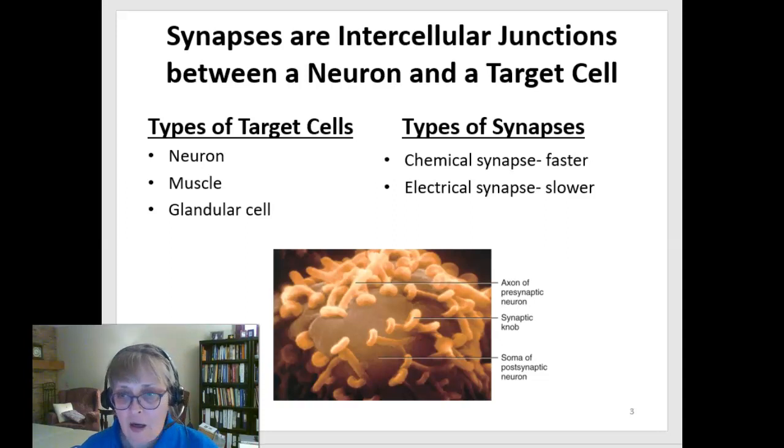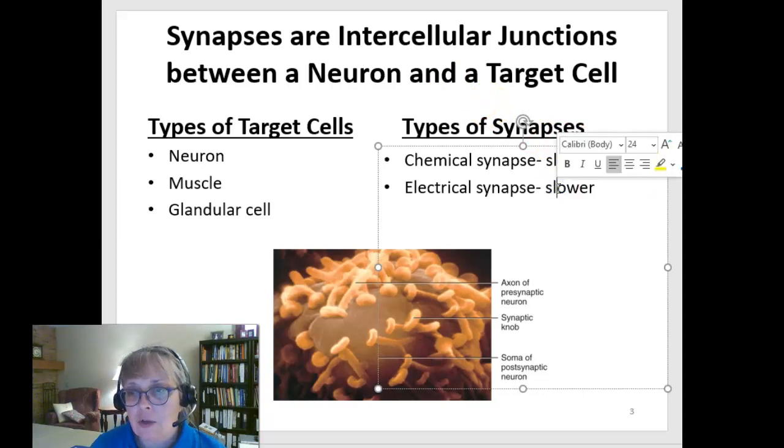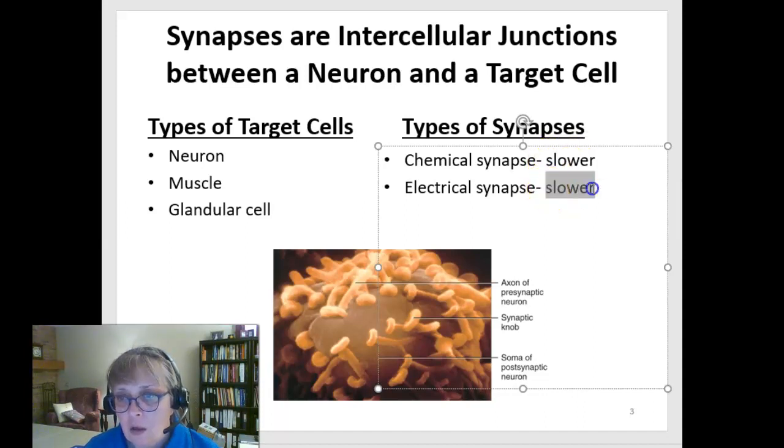And I see here that I already have a mistake. The chemical synapse is slower, as is my computer, than an electrical synapse. An electrical synapse is faster.